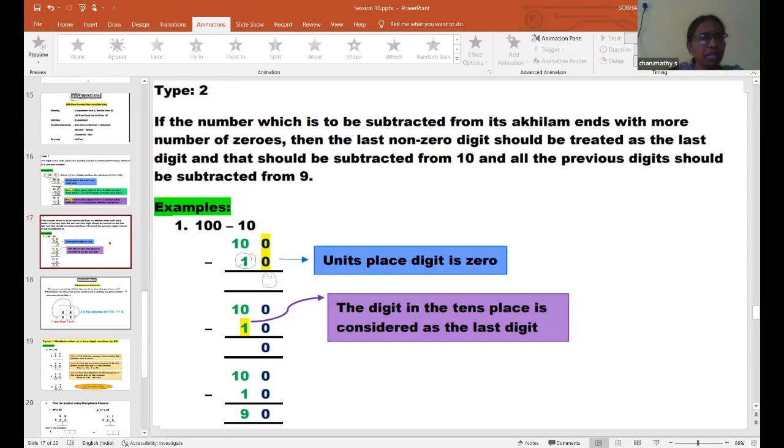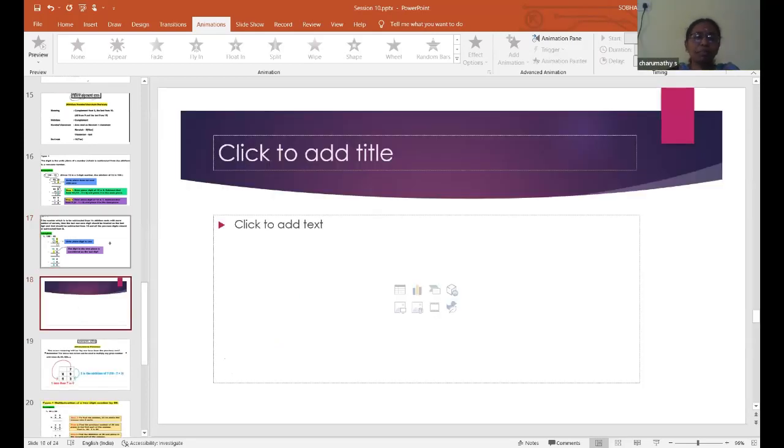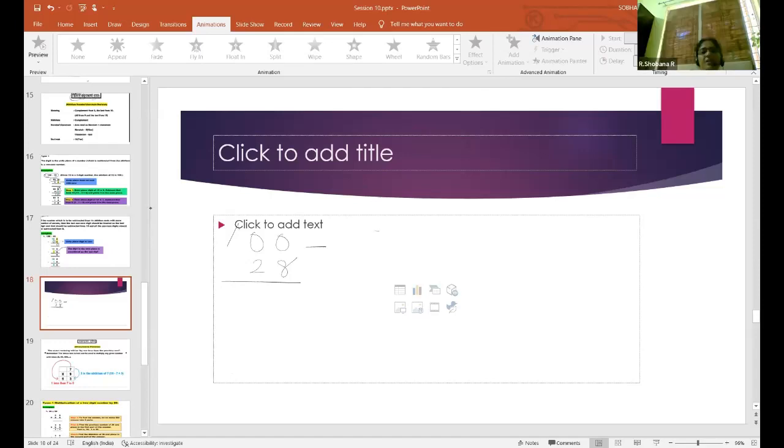I think this itself would be clear for them. Last from 10, the rest all from 9. So for example, 100 minus. No, ma'am, you don't take 100. You go to 736, ma'am. 1000 minus 736.